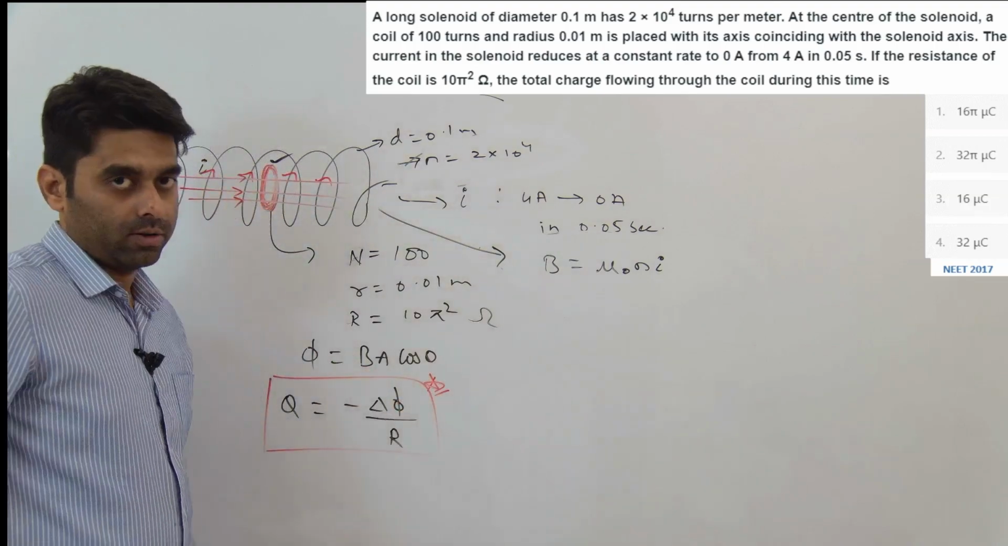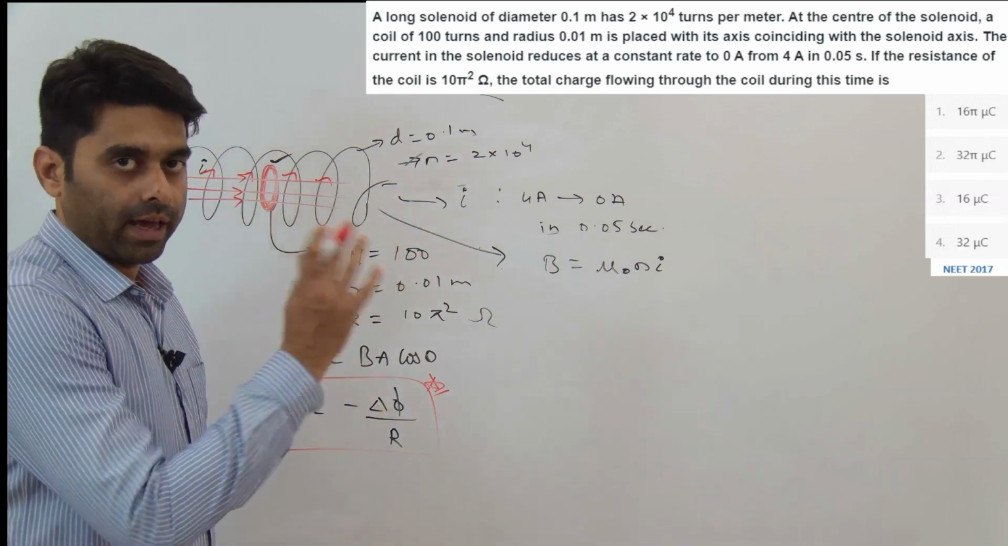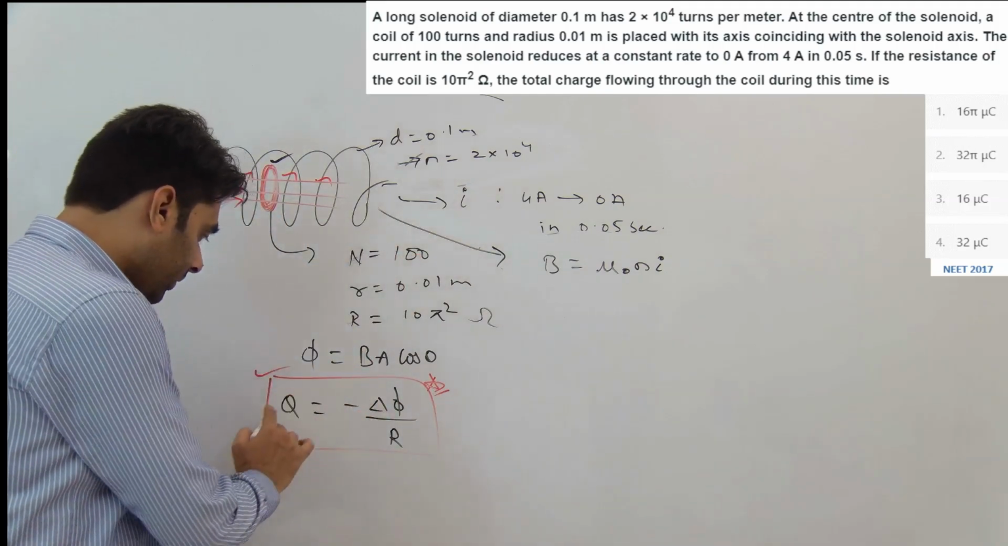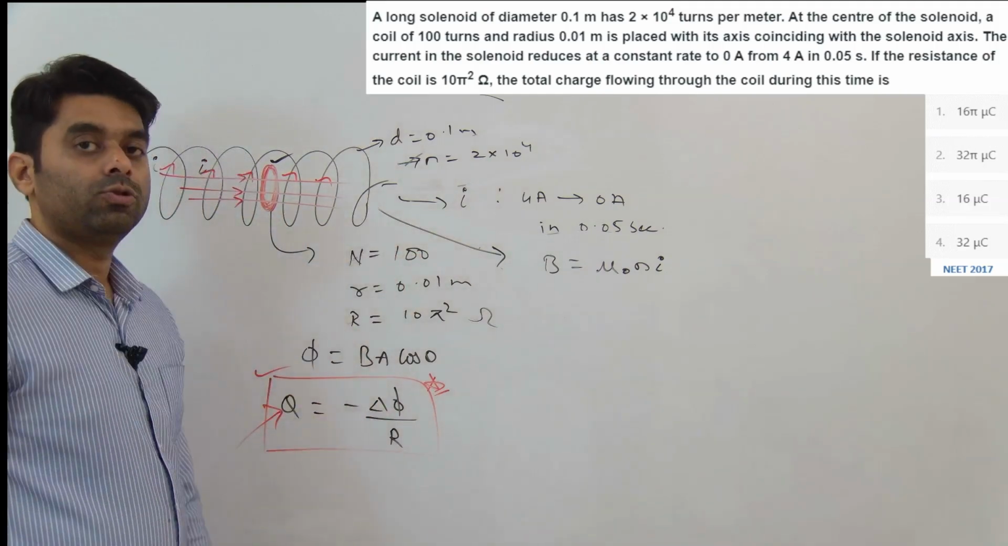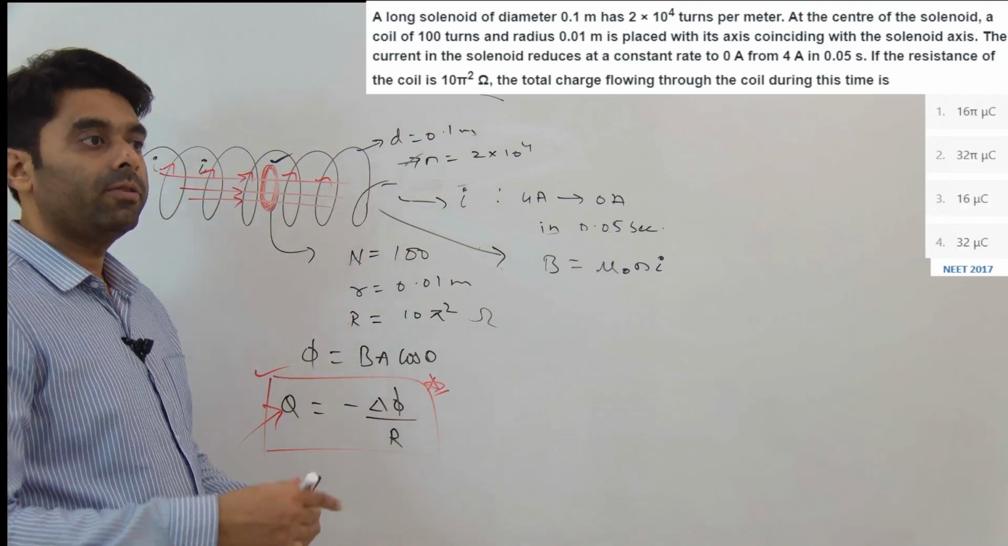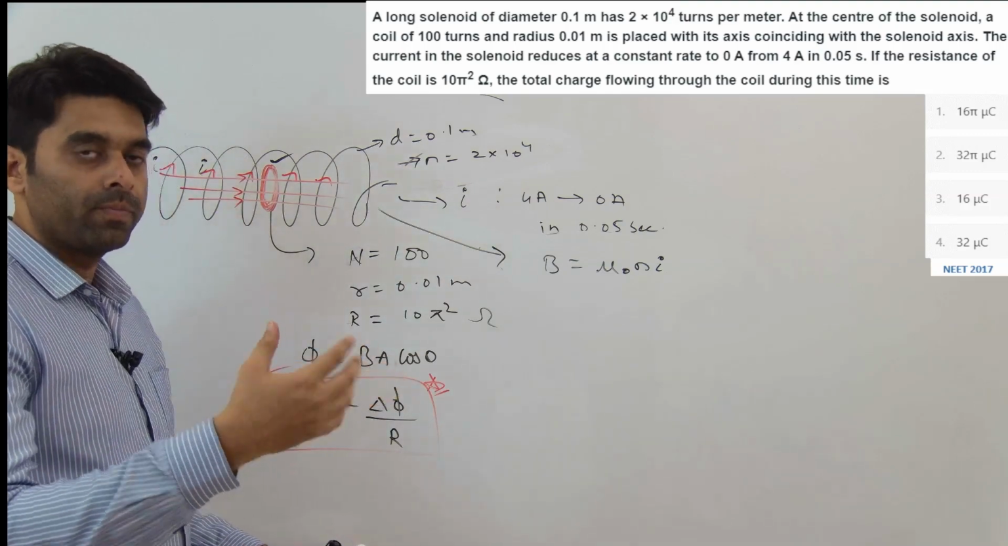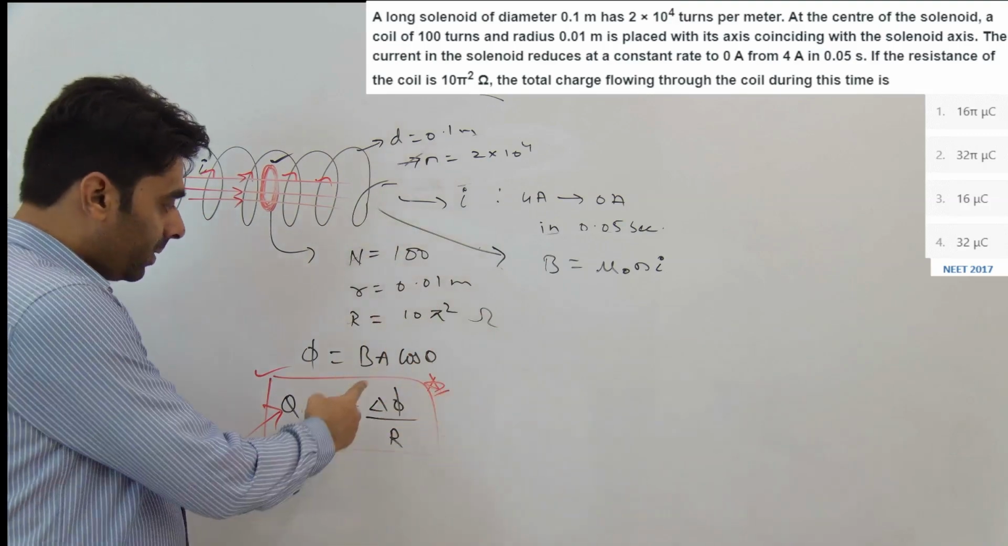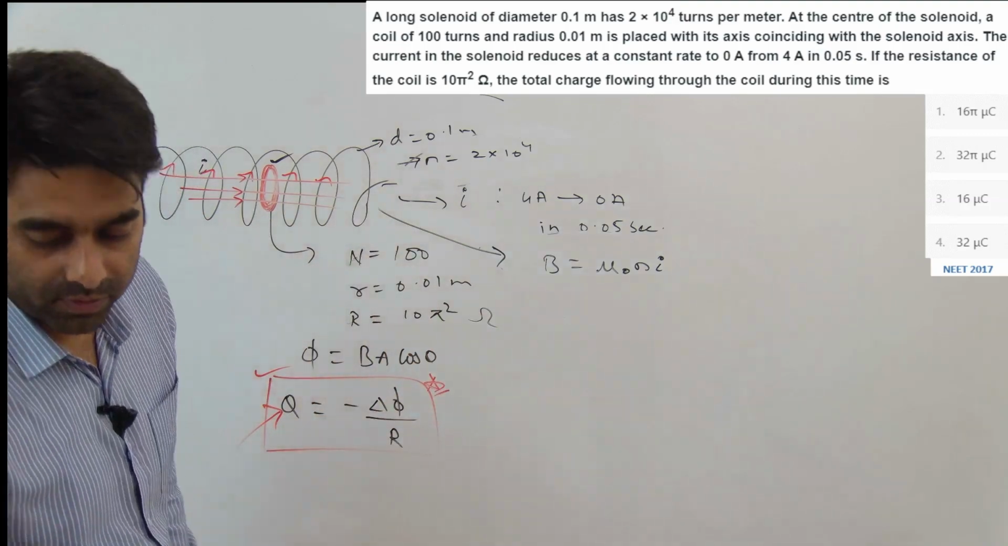We will get stuck to derive this result. It comes from Faraday's law only, but this is our result. This is your charge. Charge is equal to minus delta phi by R. Whenever current gets induced, the charge flowing will be minus delta phi by R. Please keep this result in mind.